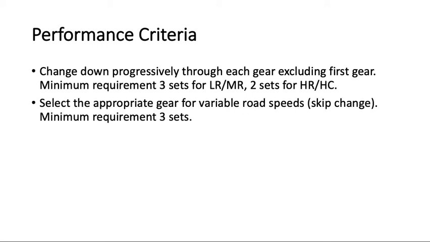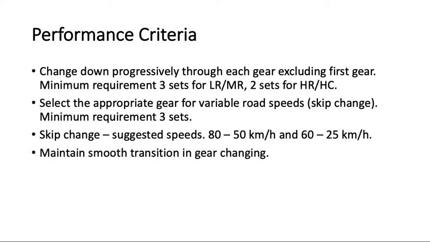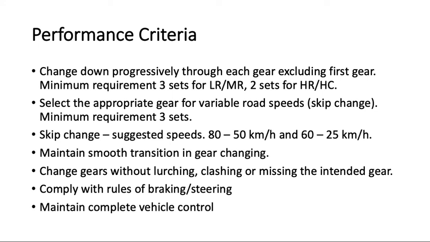Select the appropriate gear for variable road speeds, skip change. Minimum requirements 3 sets. Skip change, suggested speed 80 down to 50 km per hour and 60 to 25 km per hour. Maintain smooth transition in gear changing. Change gears without lurching, clashing, or missing the intended gear. Comply with rules of braking/steering. Maintain complete control of the vehicle.